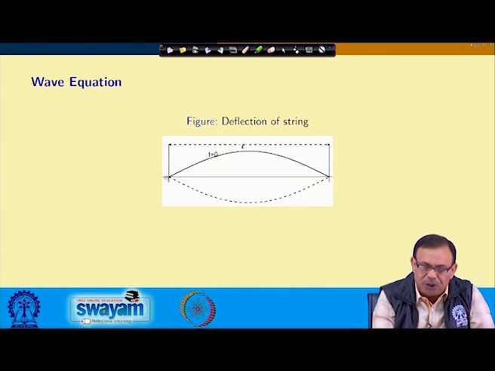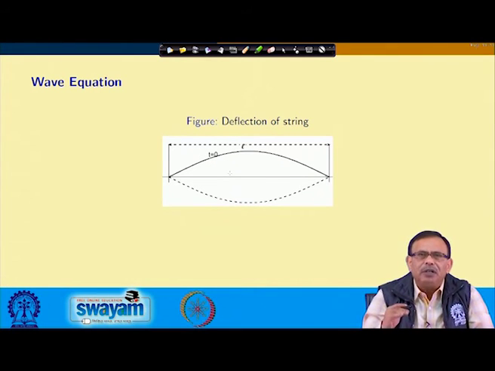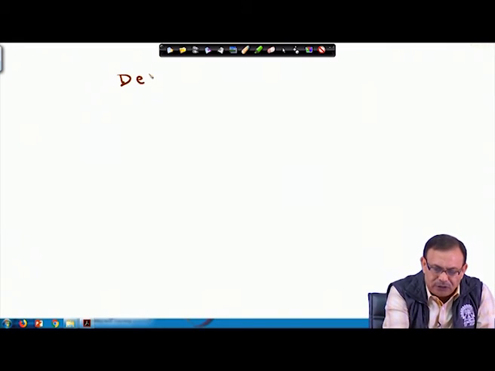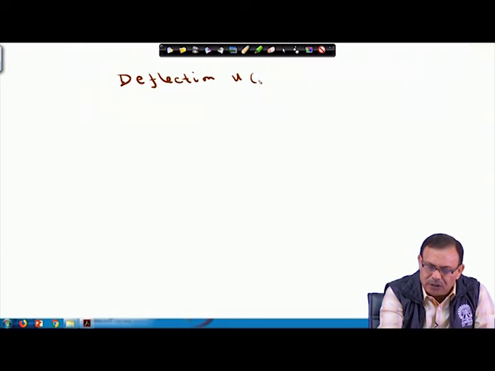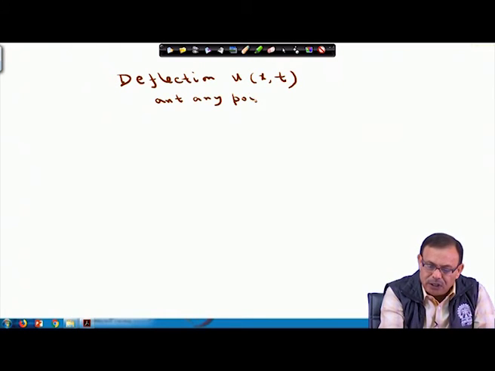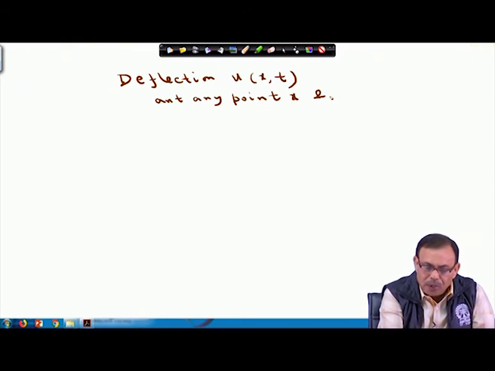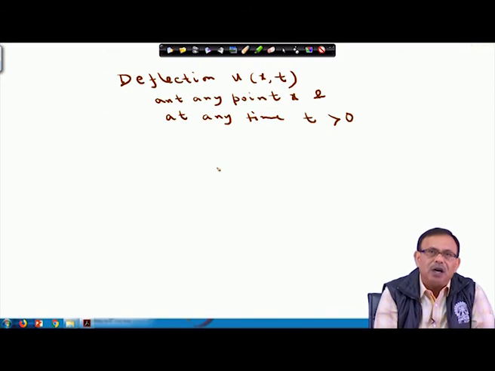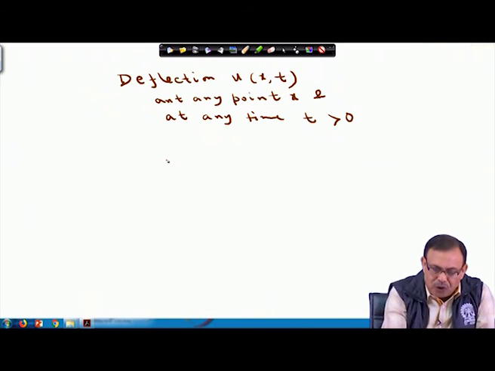So, basically you have a string which is fixed at 2 points. At time t equals 0, you release the string and allow it to vibrate. Automatically it will vibrate. To measure the vibration, we use the wave equation. The deflection that you obtain, we call u(x,t). This deflection u(x,t) you can measure at any point x and at any time t greater than 0.